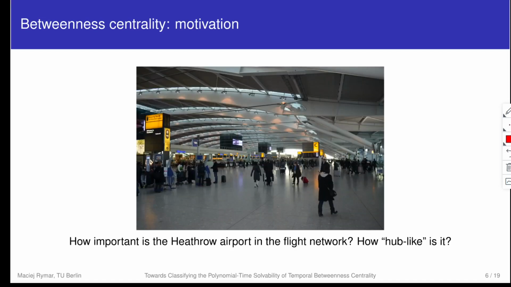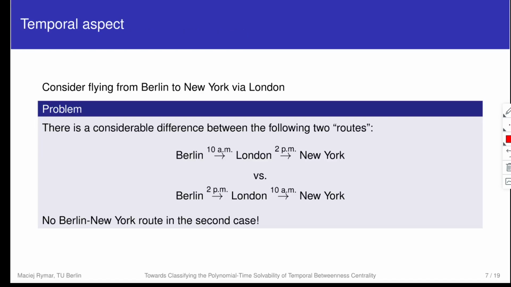Now, there is one more aspect of the concept that we haven't touched upon yet. Let us think back to this flight network again. Imagine we're going from Berlin to New York via London, and consider those two paths. We assume that there are four flights, and they are all on the same day. The first route would be going from Berlin to London at 10 a.m. and then from London to New York at 2 p.m. The other route would be doing that in the opposite way. Of course, only the first route is valid because we go forwards in time, and for the second, we would have to go backwards in time.